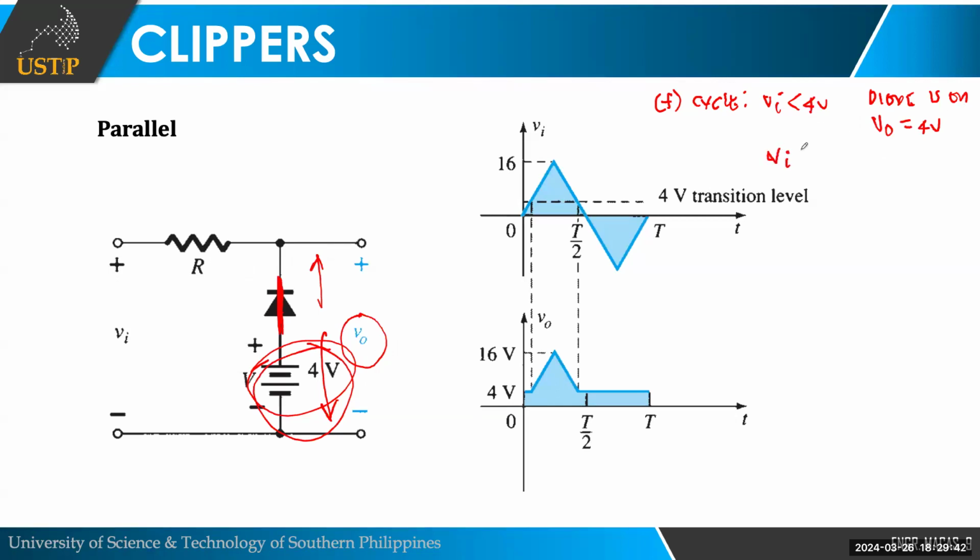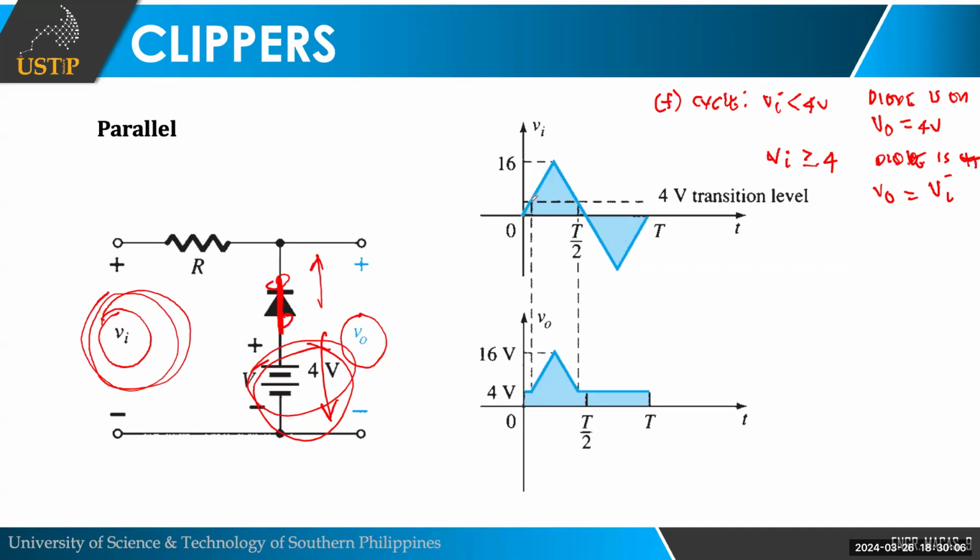Now, when VI is greater or equal to 4, higher potential naman ni siya imong input. So what happens is diode is off. Mo-open naman na siya class. So kung mo-open na siya, ang imong output, you're basically just measuring whatever imong value sa input. Okay, so VO will always be equal to VI.